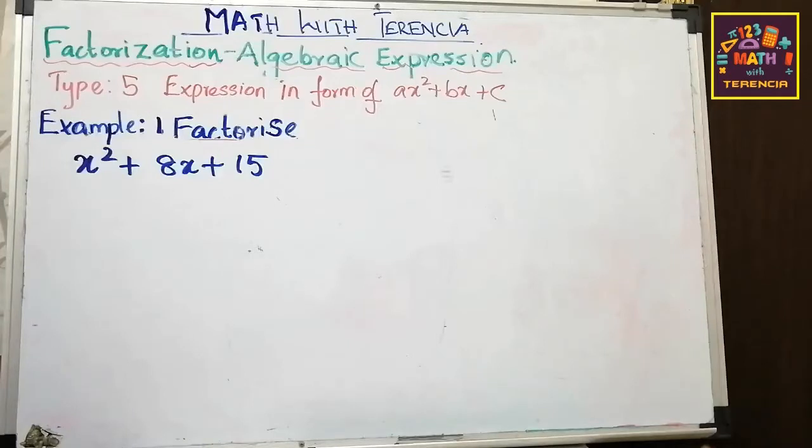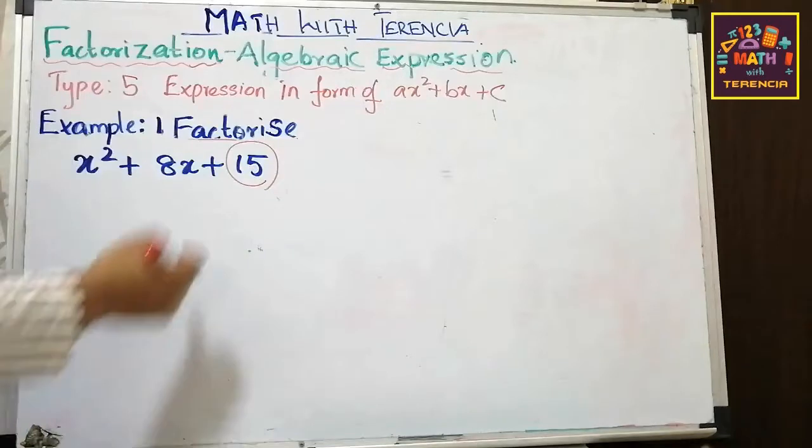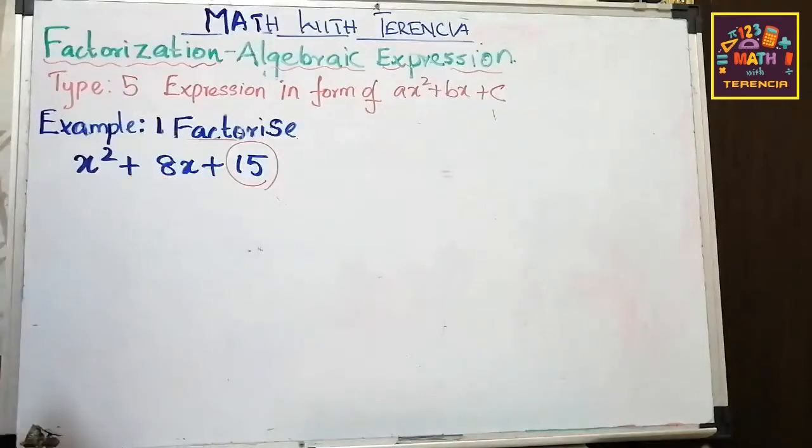But we can use the identity only when the first and the last term is a perfect square. But in this case, we will not have the perfect square. See, 15 is not a perfect square. So if it is not a perfect square, how can we find the factors? How can we factorize this? That is what type 5 is.